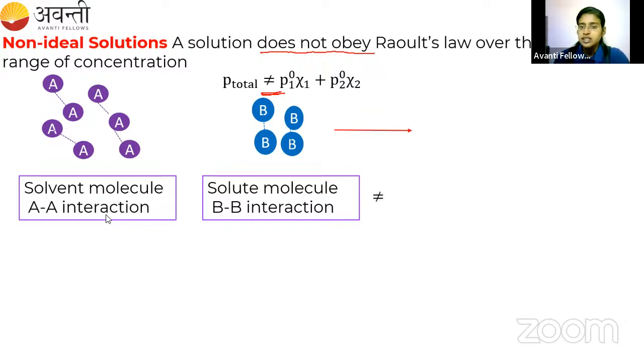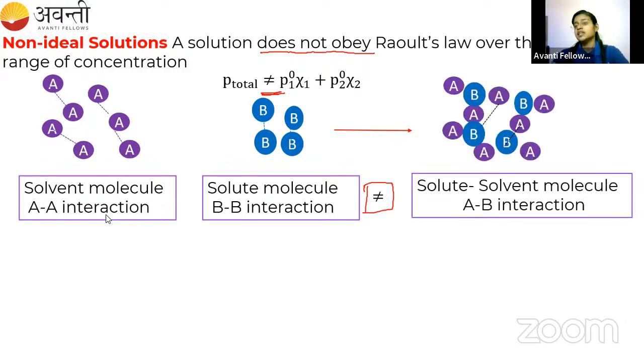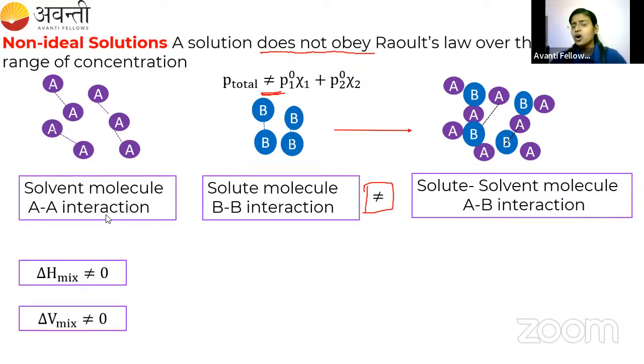Here, the AA interaction and BB interaction will not be equal to the AB interaction. So the final interaction is different from the initial molecules' interaction. If final is different from initial, then delta H mix is not going to be equal to 0, and delta V is also not equal to 0. So the changes in enthalpy and volume will not be equal to 0. This is about the non-ideal solution.